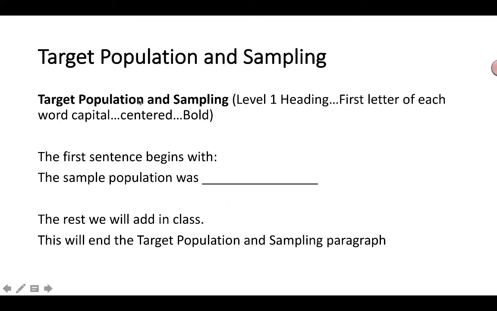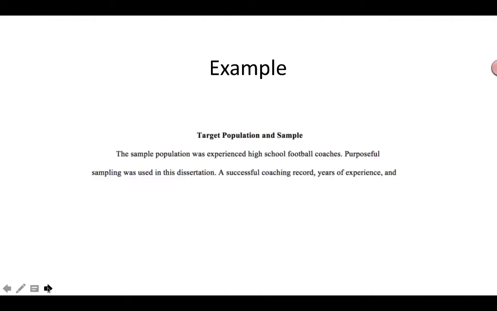Next heading, Target Population and Sampling. Okay, the first sentence begins with "The sample population was," and talk about your population. We will complete the rest in class. This ends this paragraph for right now.